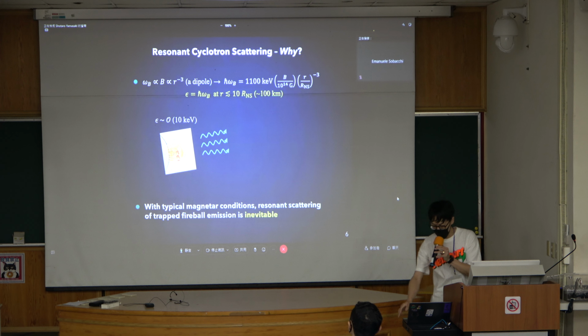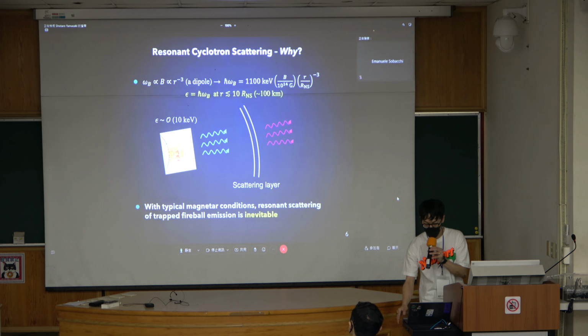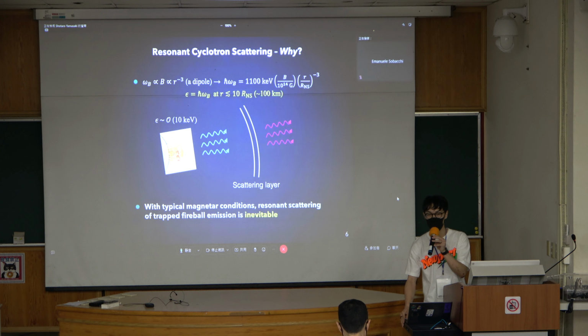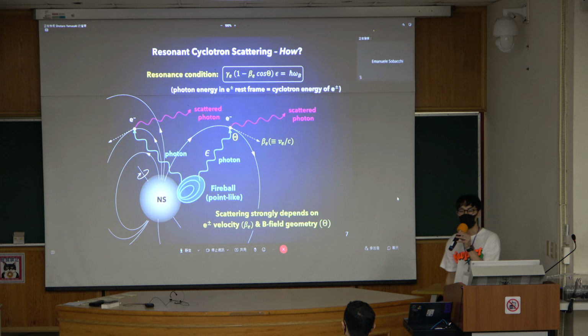So this kind of effect will completely change the original emission feature. So you see a scattering layer. There is always a scattering layer inside a typical magnetosphere. This is why we consider this effect. This is very important. Then let's look more carefully.